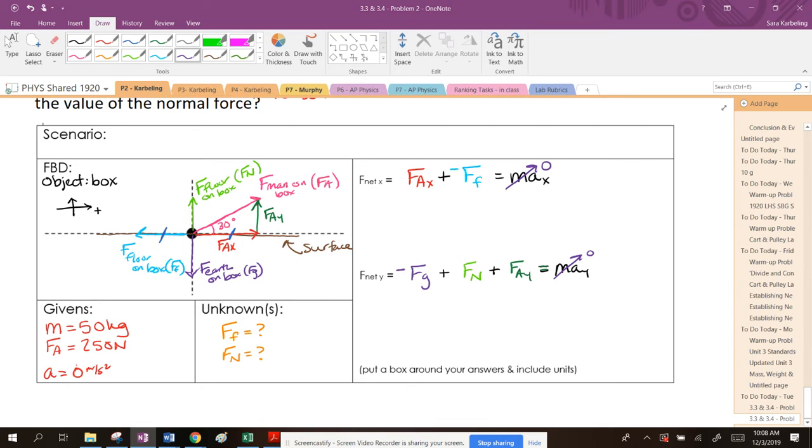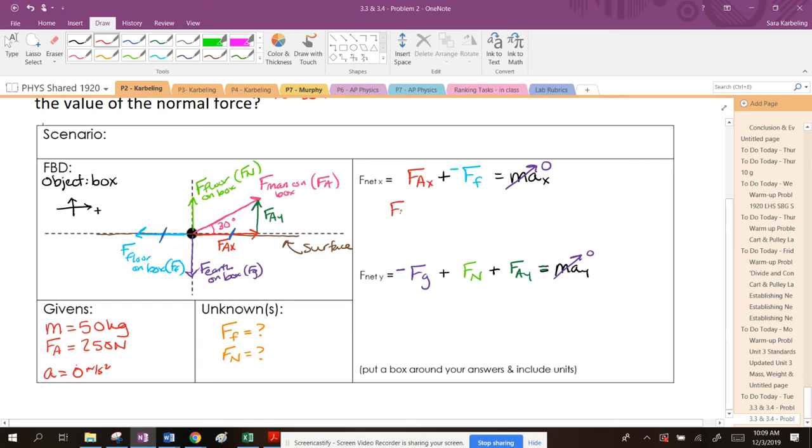Fantastic. Okay, so now this is the numbers part. We want to know FF and we want to know FN. FF lives up here. So we can use some things to figure out what FF is. We know that FAX and FF have to add up to 0. So we need to figure out what FAX is, don't we? Do we know what it is off the top of your head? No. But you do know how to use trig, right? Yes, we do.